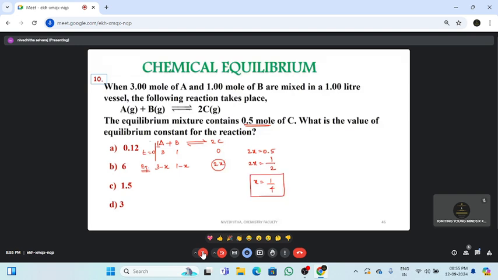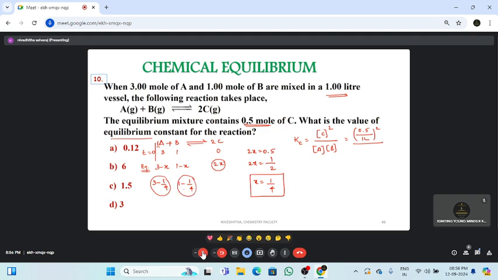That's it. So they are asking us to find the value of Kc. What is Kc? Concentration of C to the power 2 divided by concentration of A into concentration of B. What is concentration? Number of moles of C, which is 0.5, divided by the volume of the container, which is 1, whole square, divided by the number of moles of A at equilibrium. Initially, it was 3 moles, and the value of x is 1 by 4. This is the number of moles of A at equilibrium. And 1 minus 1 by 4 is the number of moles of B at equilibrium.